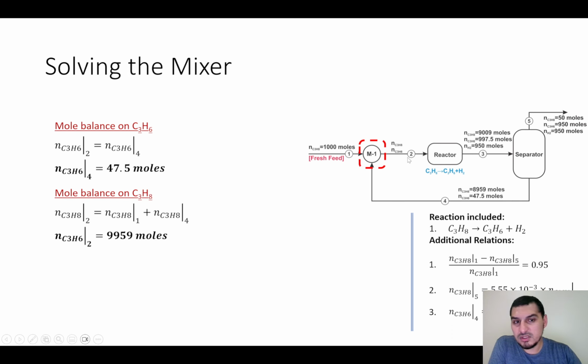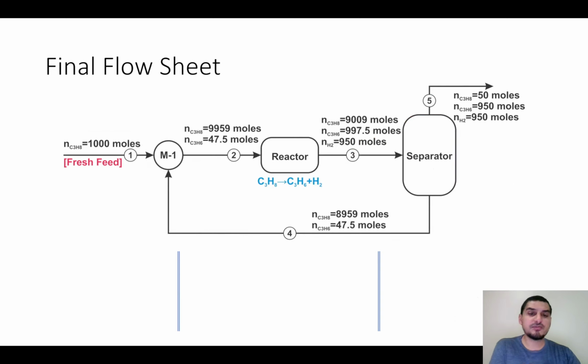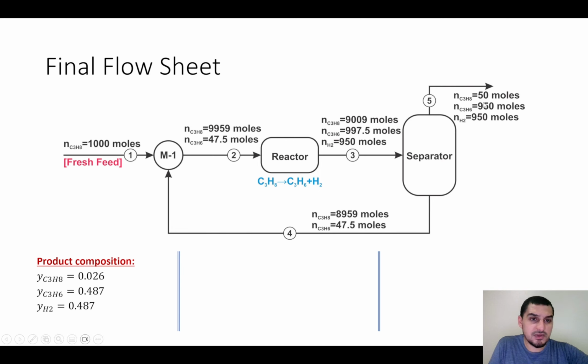So we calculated everything. After all this, we can look at the results that we have, and based on what we calculated, we can find the requirements in this problem. These requirements are the number of moles, or the composition of the product stream, which is dividing each one of them by the total, which is very, very simple.